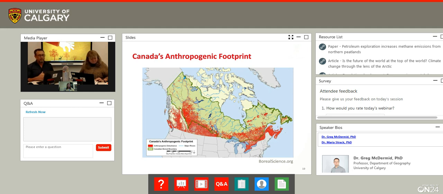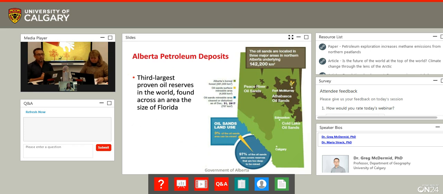There's been development and there's been activities. And like Maria said, what we're interested in is the impacts of this development. So I'm going to zoom in a little bit from the entire boreal forest to the Alberta context. And rather than look at all the different types of footprint, I want to talk about petroleum and petroleum development.